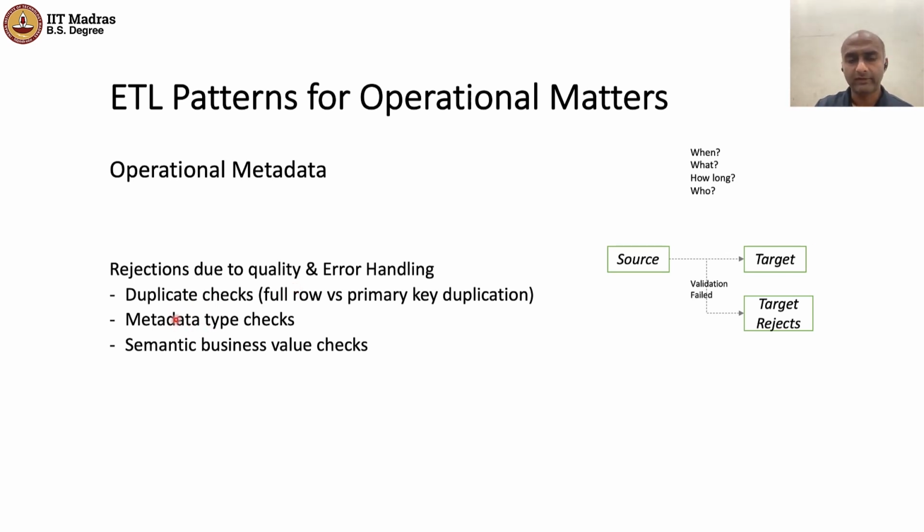The second type of rejections that could happen is metadata type checks. So what I mean by this is I'm expecting columns to be of a certain type, let's say the date type for my date of birth column, and what I get instead is an integer. So do I reject or do I fail? What do I do? So there are two ways to deal with it. One, you could just say I reject the entire row because the date of birth is invalid, therefore the entire row is invalid.